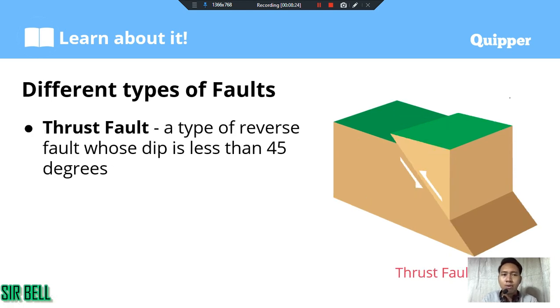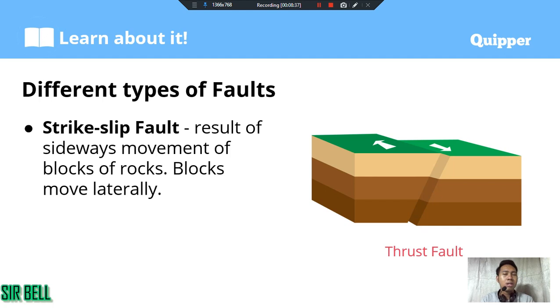And the last type of, actually this is a type of reverse fault, but to be specific, this is a type of reverse fault whose dip is less than 45 degrees, right? So now let's move on to the second type of fault, which is the strike slip fault. It is a result of sideway movement of blocks of rock, and blocks of rock move laterally. And the arrow represents how this type of fault moves, and it's very self-explanatory.